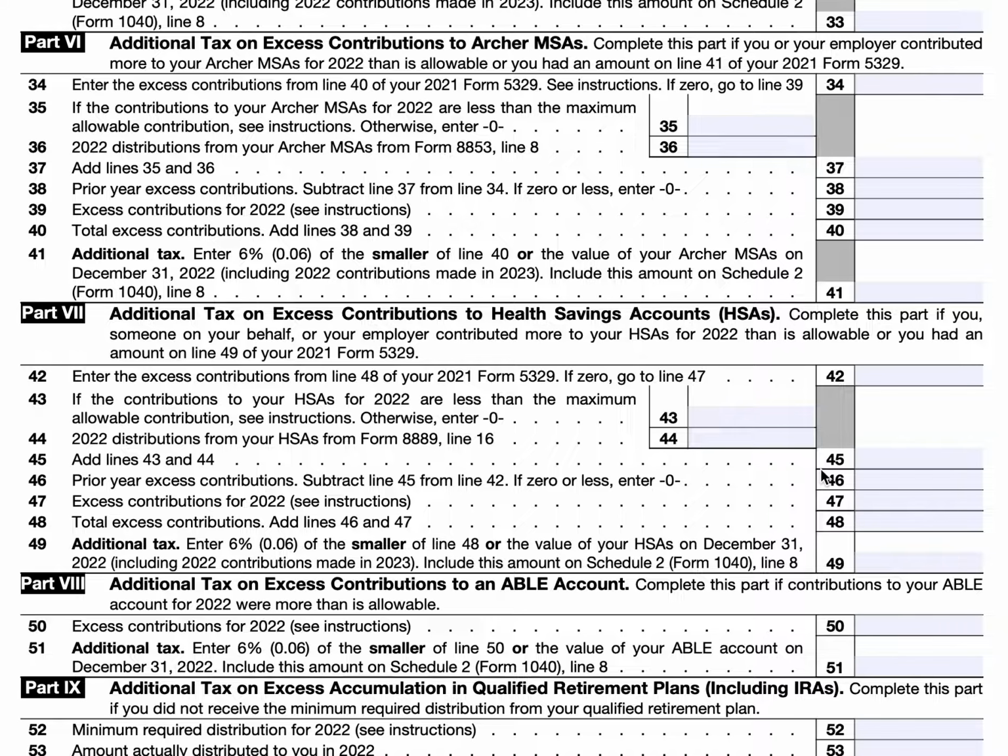For Part 8, additional tax on excess contributions to an ABLE account, you will only complete this if contributions to your ABLE account are more than allowable. On line 50, you'll enter the excess contributions to your ABLE account for the given tax year. You may need to see the form instructions for additional detail. In line 51, enter 6% of the smaller of line 50 or the value of your ABLE account at the end of the tax year. Include this amount on Schedule 2, line 8.